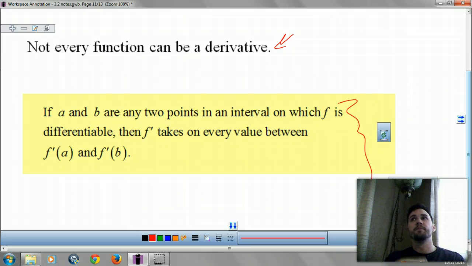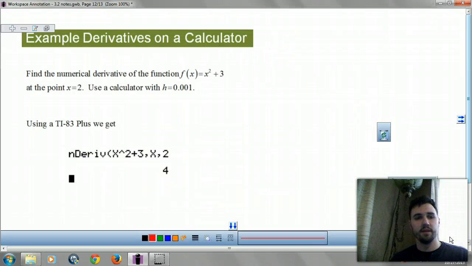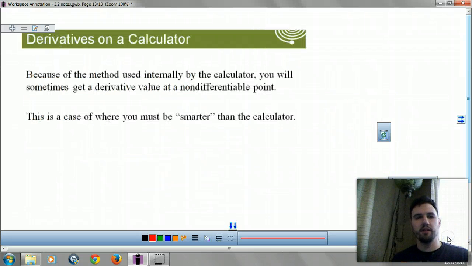What that says is, if a and b are in an interval where f is differentiable, then f prime takes every value between f prime of a and f prime of b. Theory. And you can plug it in your calculator, which I'll show you in class.